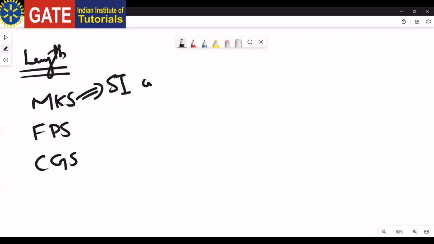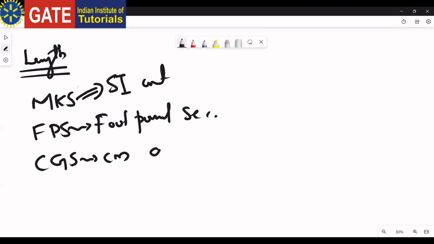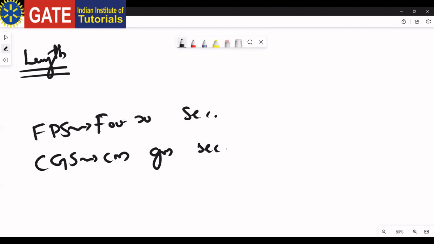SI unit. MKS means meter kilogram second. FPS means foot pound second. Now CGS will be centimeter gram second. So these are the three main unit systems which we have to study. Actually, we will be coming to this chapter again. These are the systems. Now tell me, what are the different units we can use for the measurement of length?